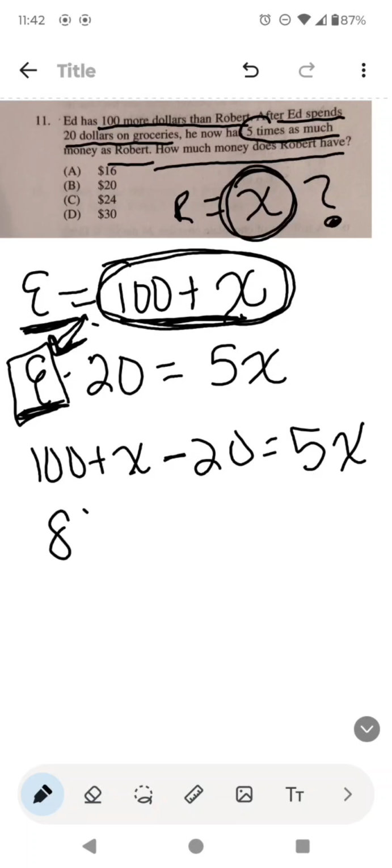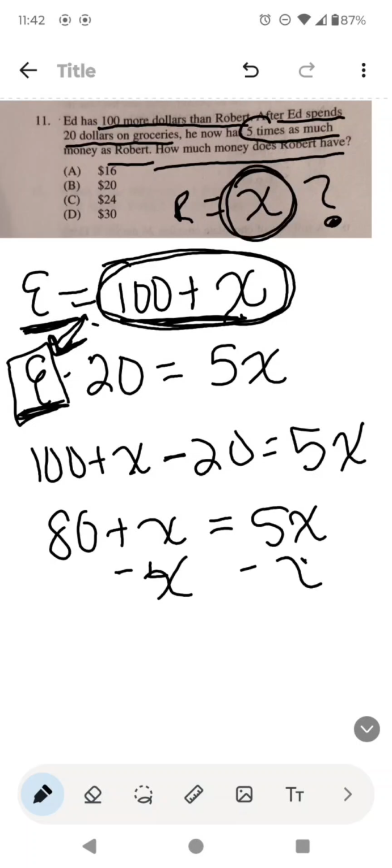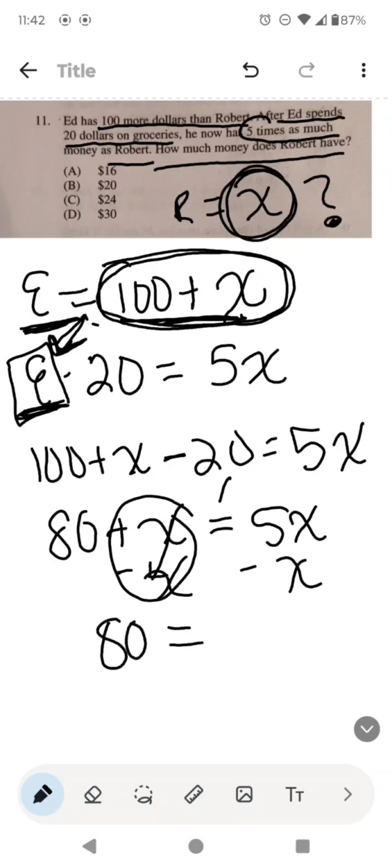100 minus 20 is 80 plus X equals 5X. My goal is to get X alone by itself. Subtract X from both sides. Remember, what I do to one side, I do to the other because it is an equation. I want things to be equal. 5X minus X is now 4X.